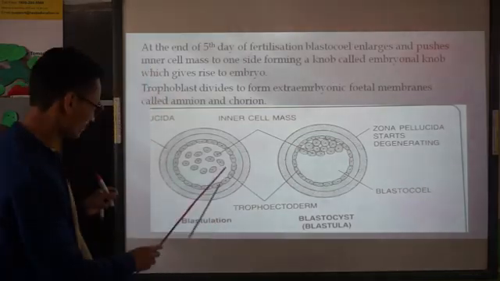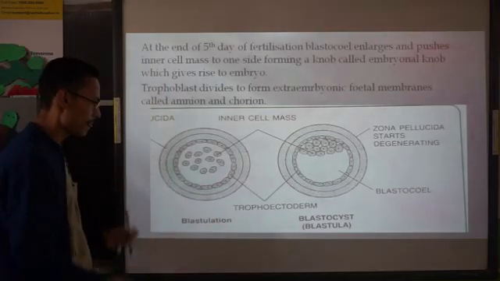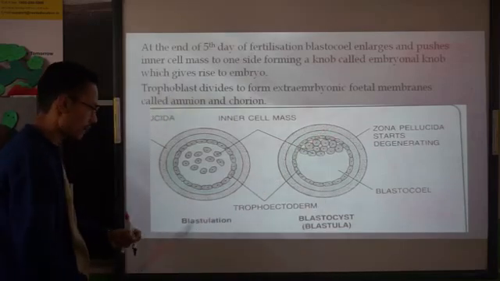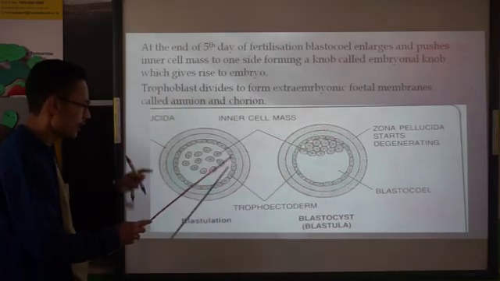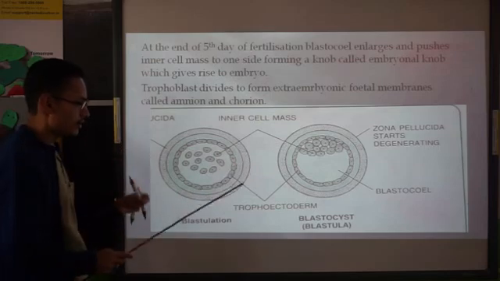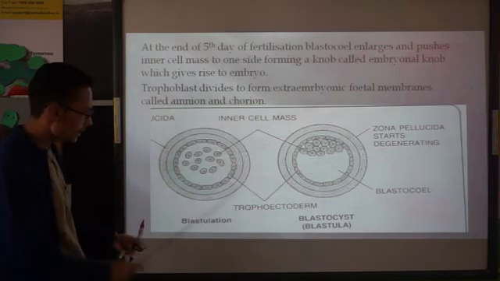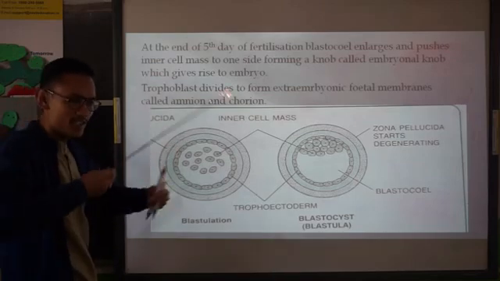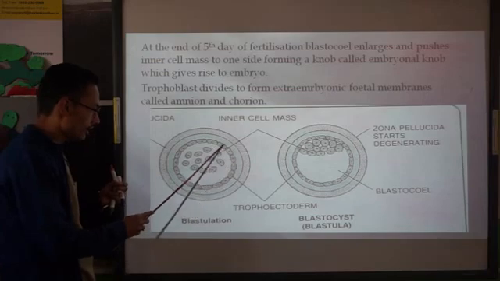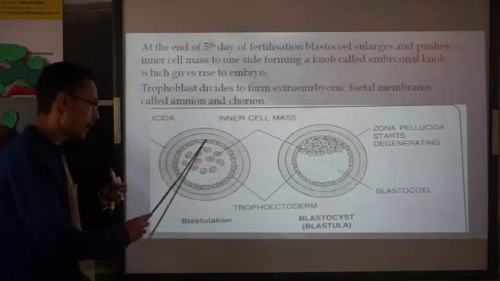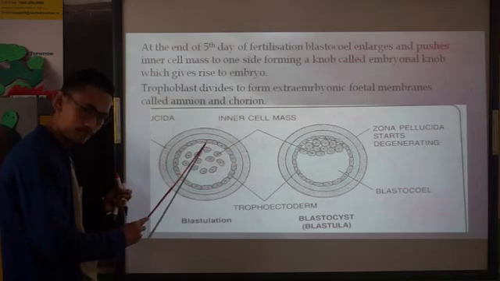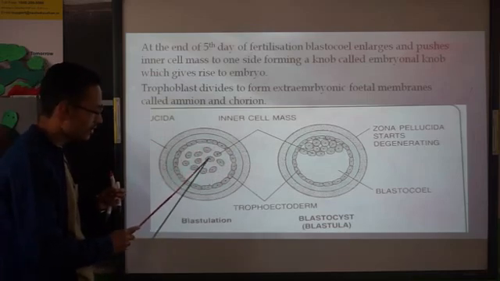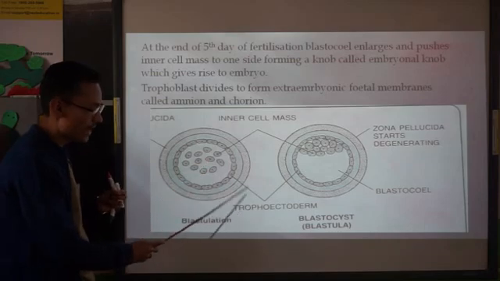So look over here. The structure of the morula, which is now being changed into the blastocyst, and the process is called blastulation. You can see over here, it still contains the zona pellucida layer. It contains the corona radiata cells, which slowly start degenerating. These are the cells called the trophoblast or the trophoectoderm, and this is the inner cell mass. Clear? This is the inner cell mass, and this is the trophoectoderm.